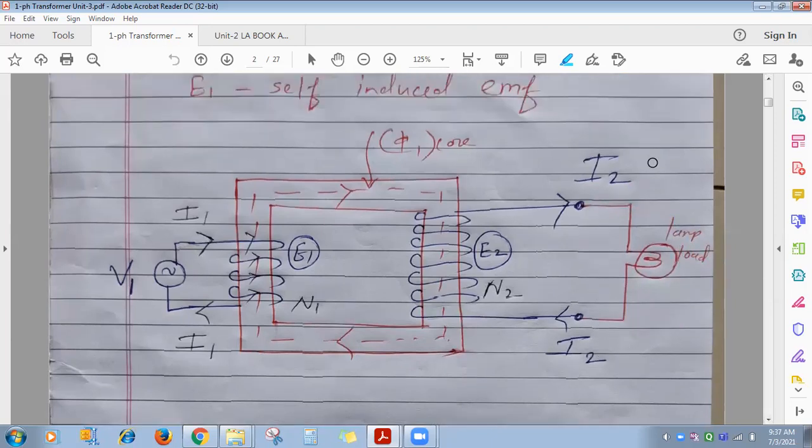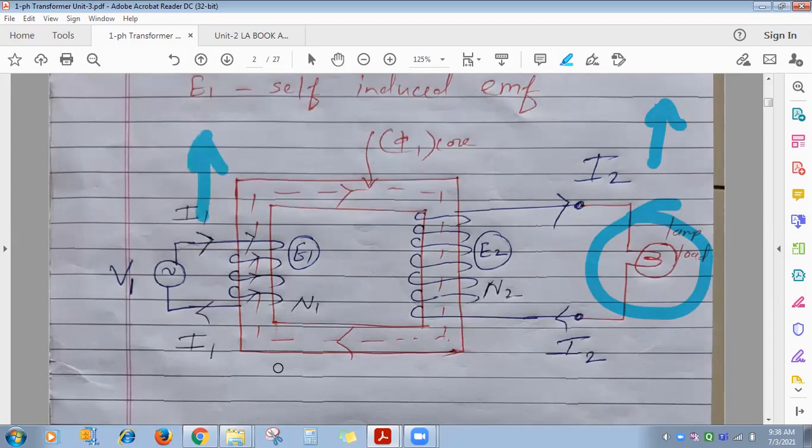So I2 is increasing. I2 increases, and that's why the transformer can supply increased power to the increased load. Now here, as I2 increases, I1 also will increase. You will find that as I2 increases, I1 also increases by the same proportion.